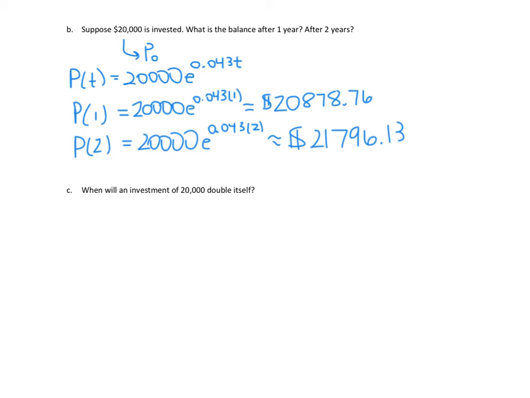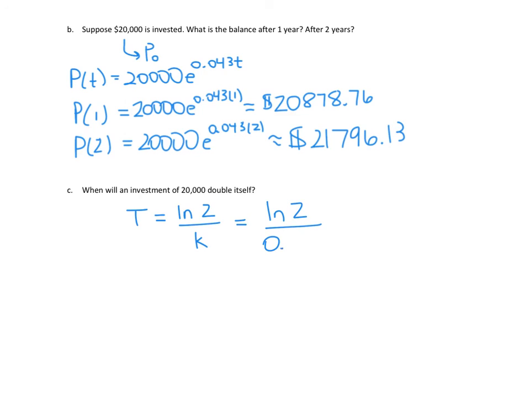For part C, when will an investment of $20,000 double itself? So we want to know the doubling time. Here we know that doubling time t is equal to the natural log of 2 divided by k, where k is the growth rate. So in this case, we have the natural log of 2 divided by a growth rate of 0.043. If we approximate that, we get 16.1 if we round to the nearest tenths place. So after 16.1 years, the investment will have doubled.